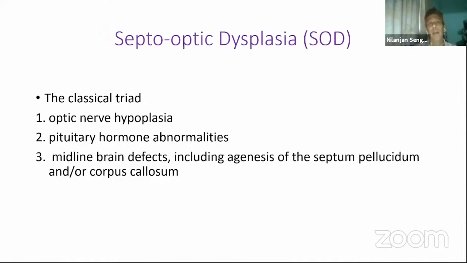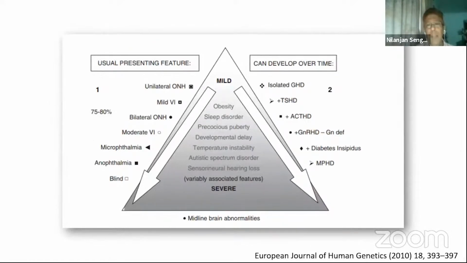Another very common abnormality that we encounter in endocrine workup is septo-optic dysplasia, of which hypopituitarism is a part. A classic triad consists of optic nerve hypoplasia, pituitary hormone abnormalities, most commonly panhypopituitarism, and midline defects like agenesis of septum pellucidum and or corpus callosum. You see, this is a spectrum disorder. Patients may have isolated growth hormone deficiency to multiple pituitary hormone deficiency. On the other hand, so far as visual impairment is concerned, the patient may have unilateral asymptomatic optic nerve hypoplasia to complete blindness.